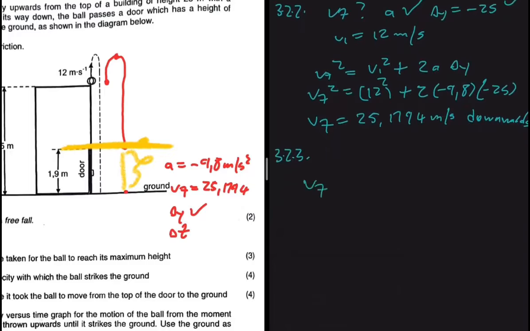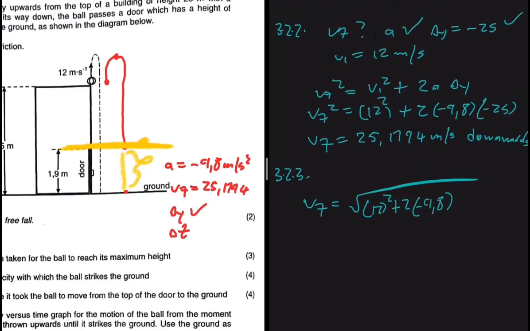VF is gonna be equal to the square root of 12 squared, plus 2 multiplied by minus 9.8. We're doing what we did in 3.2.2, but instead of our height being minus 25, it's supposed to be 25 minus 1.9. But because we have a minus, we're just gonna add so that we can have a less delta y, right? Think about it. I'm sure you're gonna get it. So plus 1.9 here, right?